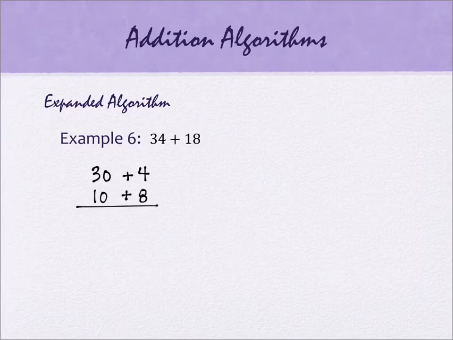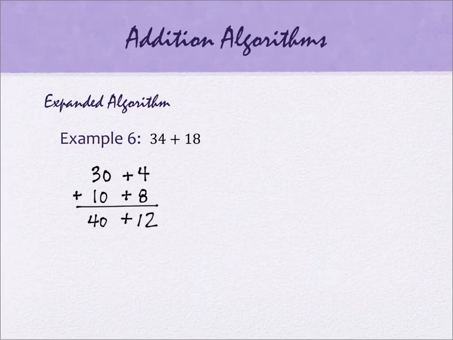Now, with this one, it doesn't matter whether you move from left to right or right to left. That's also kind of a nice feature. I can add the 30 and the 10 together first if I wish, which would be 40. And I can add my 4 and my 8 together, and I can get 12, right? And then I can do one of a couple of things.